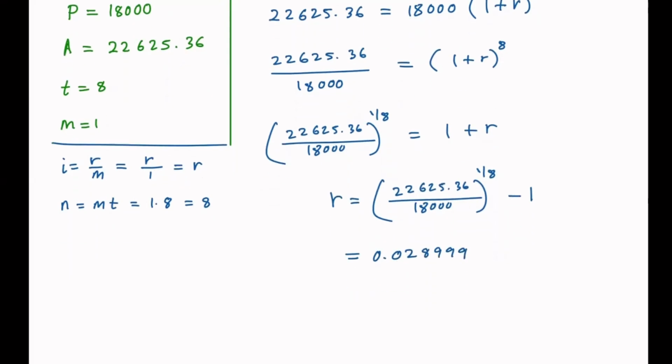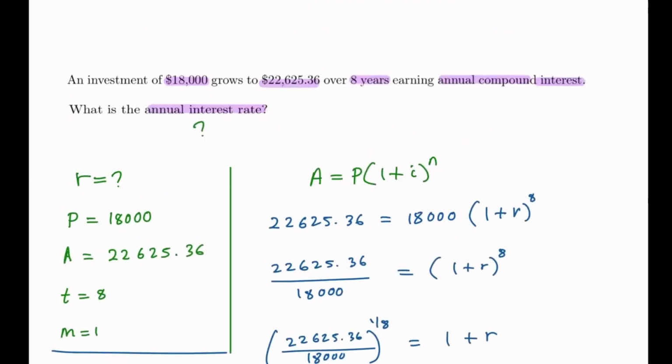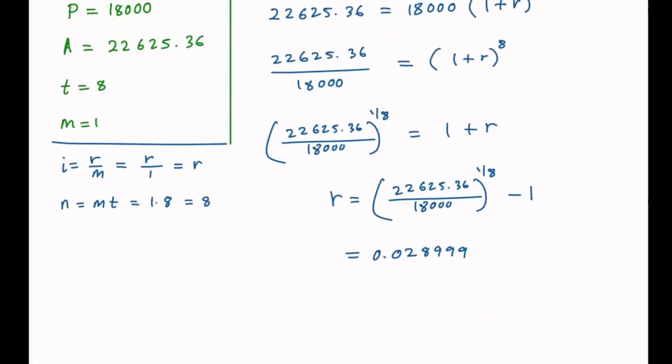0.028999 repeated. Now, the problem doesn't mention how much we should round, so I'm going to round it to, I guess, 3 decimal places. So our R in percentage would be, so to convert it to percentage, you move the decimal 2 places to the right, or you multiply by 100 as you like to remember it. I'll say this will be about 2.9%. That will be the interest rate.